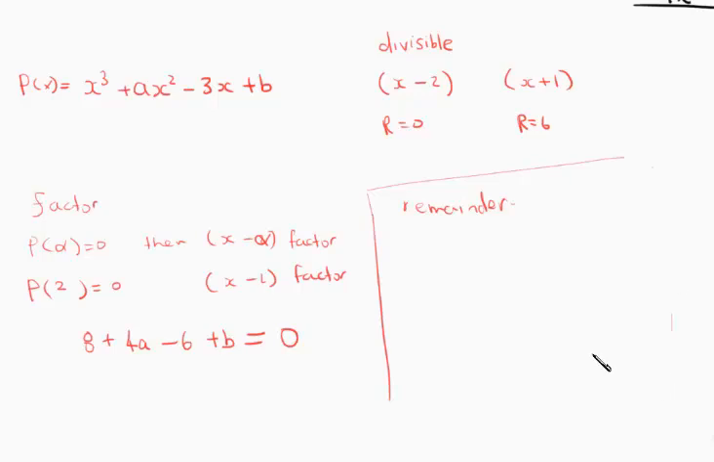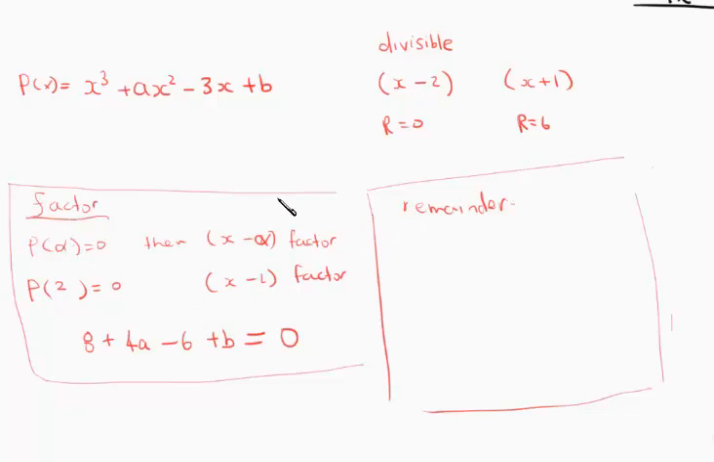So we just have to go back to the factor theorem, remainder theorem. The remainder theorem says, if P of alpha equals R, then R is the remainder when divided by x minus alpha. So when we divide by this, the remainder is 6. That means P of minus 1 must equal 6, because that's the remainder. Therefore, I'm going to plug in minus 1 here, minus 1 here, minus 1 here.